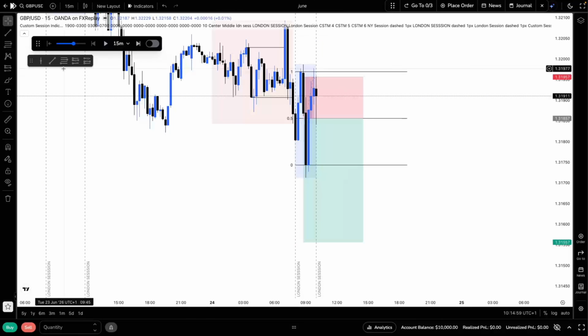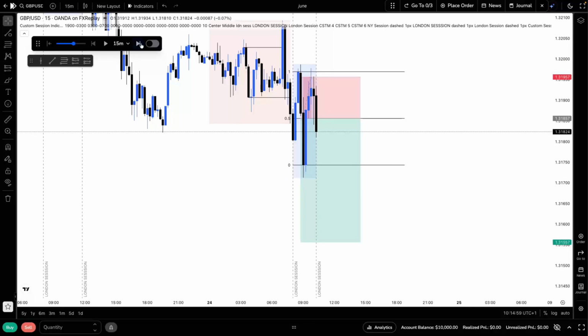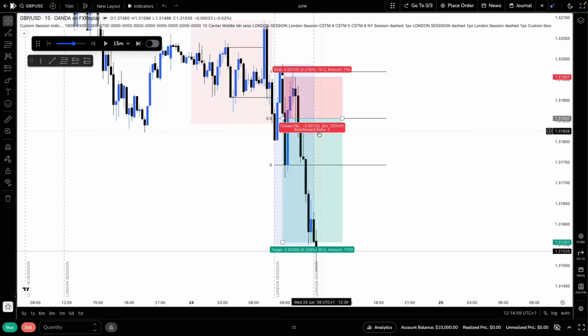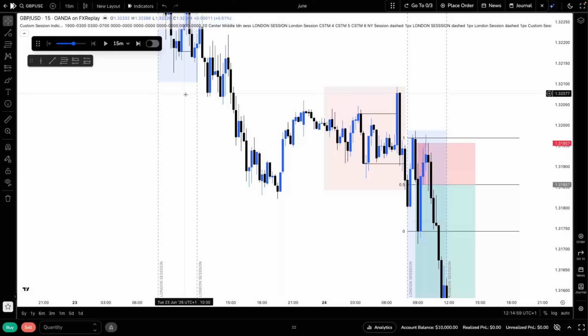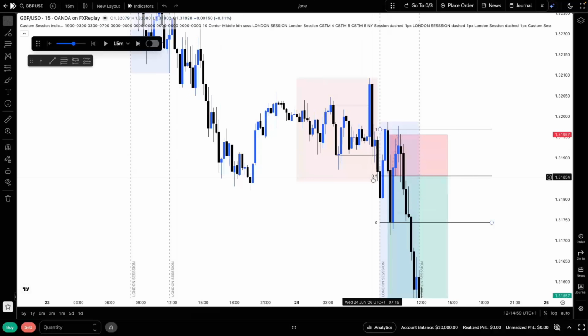It stopped me out by, where's the thing? Where's the tool? Info tool. Stopped me out by 2.3 pips. 2.3 pips to stop me out by. And then it's gone to hit TP. So this trade was similar to this one, but yeah, it can work sometimes, it cannot work sometimes.